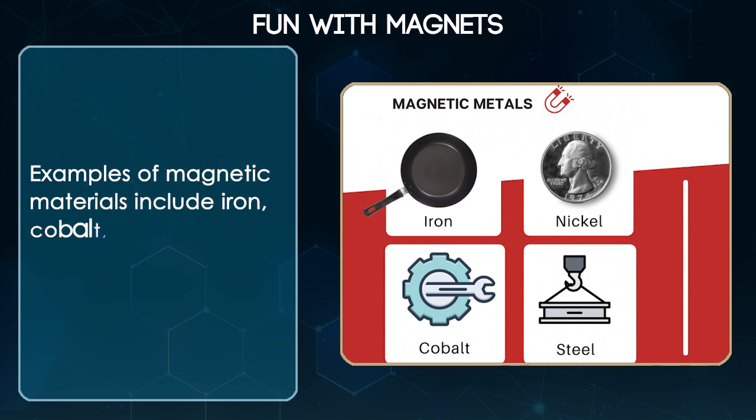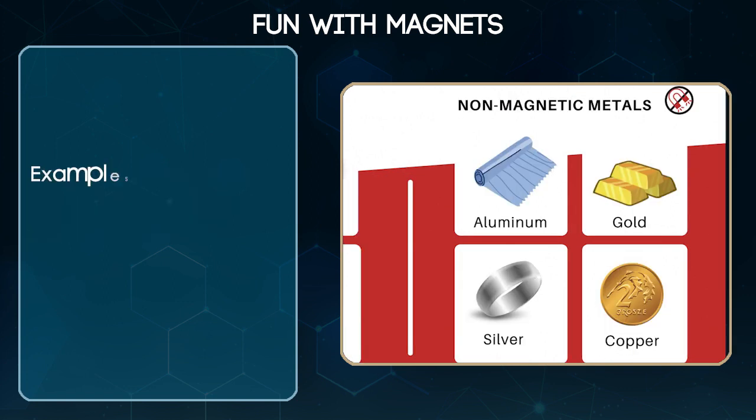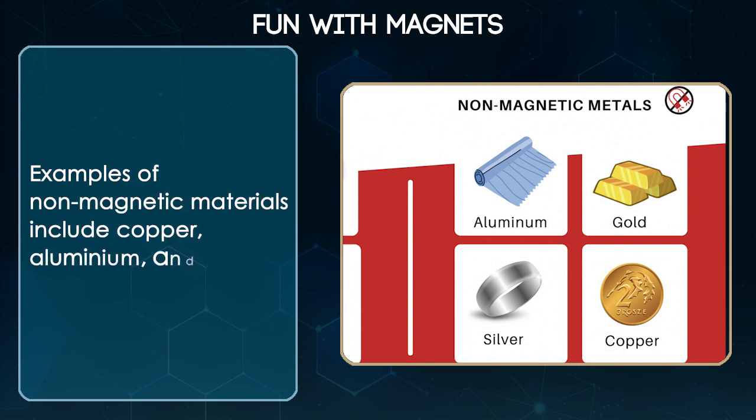Examples of magnetic materials include iron, cobalt, and nickel. Examples of non-magnetic materials include copper, aluminium, and plastic.